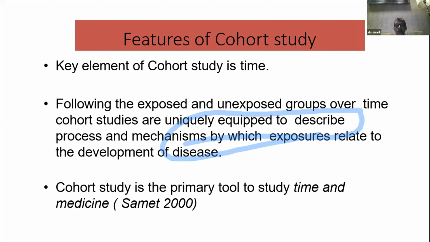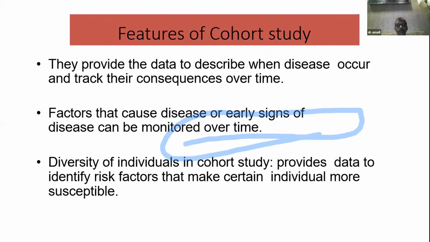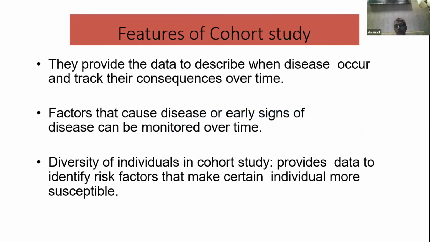By following the exposed and unexposed groups over time, cohort studies are uniquely equipped to describe the process and mechanism by which exposure is related to development of disease. It's a primary tool to study time in medicine. They provide the data to describe when the disease occurred and track its consequences over time. Factors that can cause disease or early signs of disease can be monitored over time. Diversity of the individuals in a cohort study provides data to identify risk factors that make certain individuals more susceptible and certain individuals less susceptible.